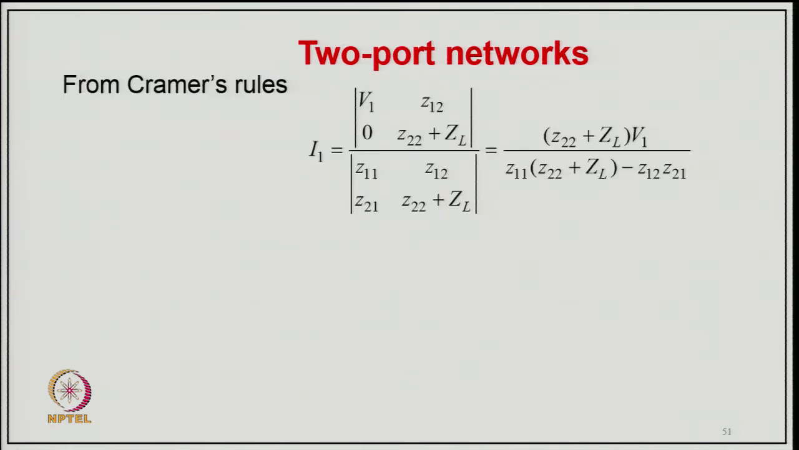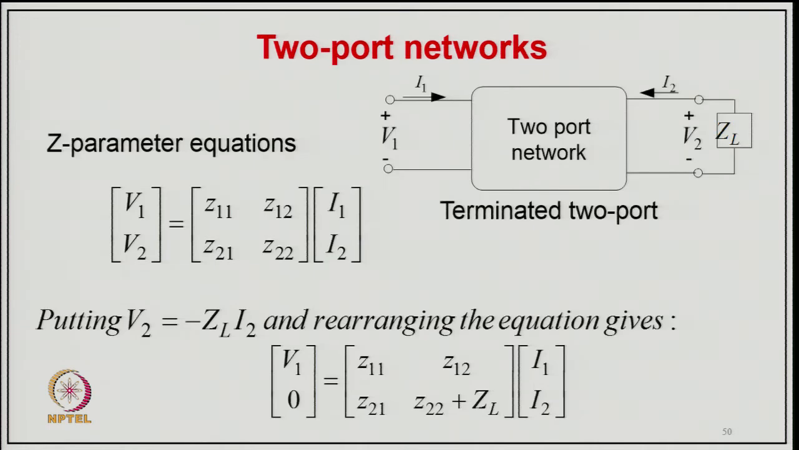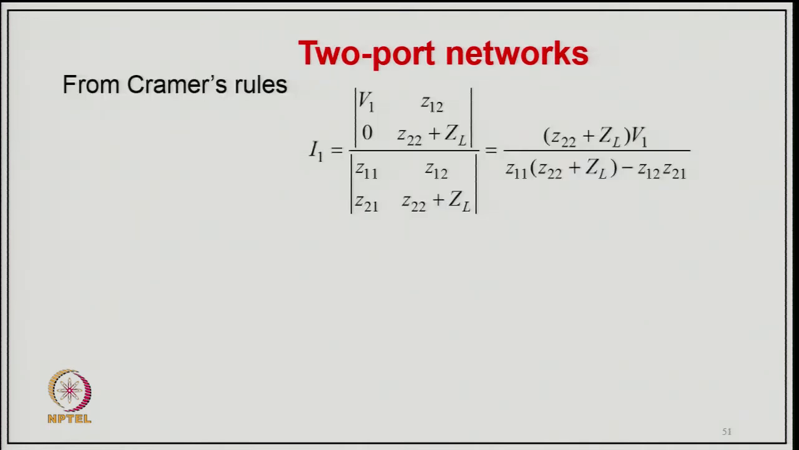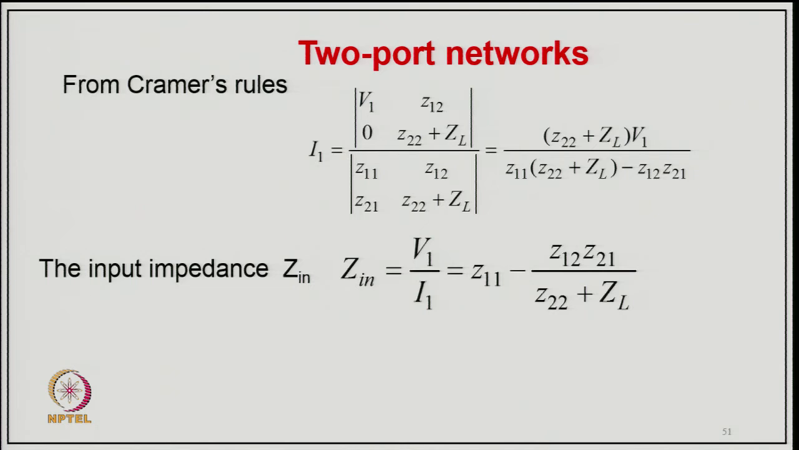From Cramer's rule we can solve these two equations for I1. Solving for I1 in terms of V1 and the impedance parameters including the load impedance, we get I1 equal to (Z22 plus ZL) V1 divided by Z11 (Z22 plus ZL) minus Z12 Z21. This is the current drawn from the source on the input side, and the input impedance is Zin equal to V1 upon I1.